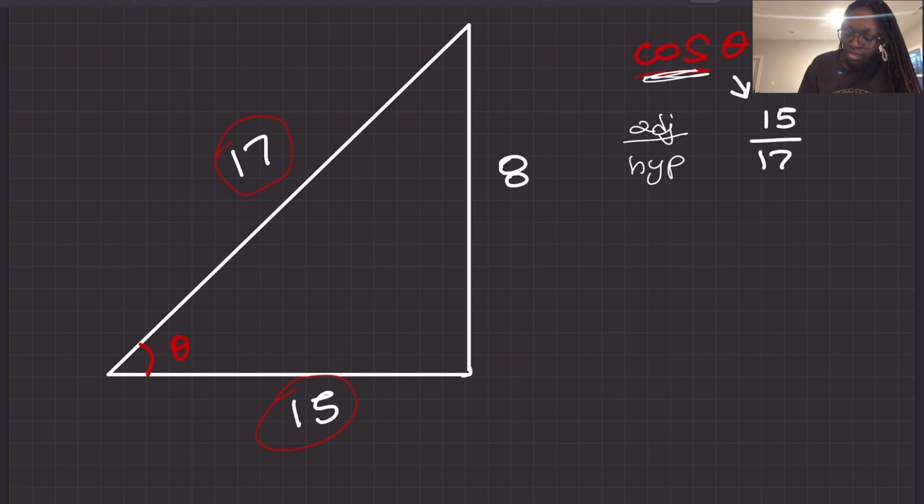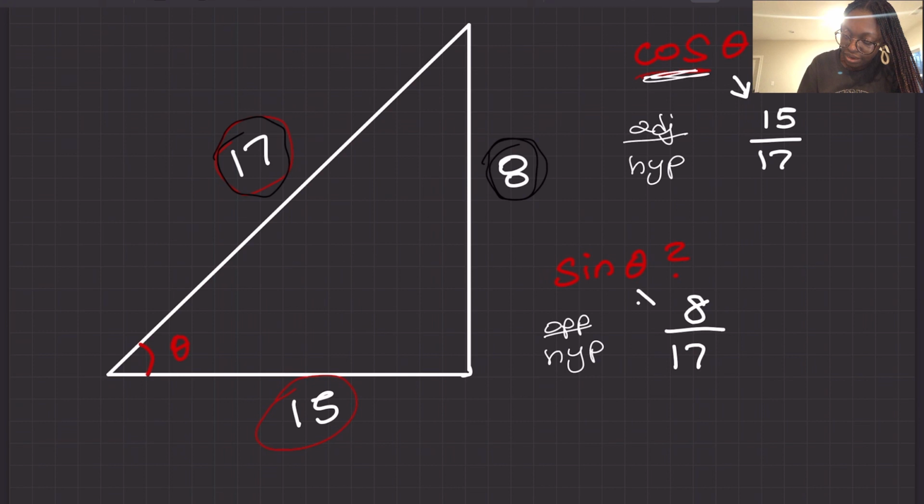Let's try another example. Let's try and find the sine of theta. So sine is equal to opposite over hypotenuse, right? And so that's gonna be 8 and 17. So you're gonna write 8 over 17, and that is the sine of theta. All right? And it's the same for all the other trig identities. So tangent, right? Tangent of theta.